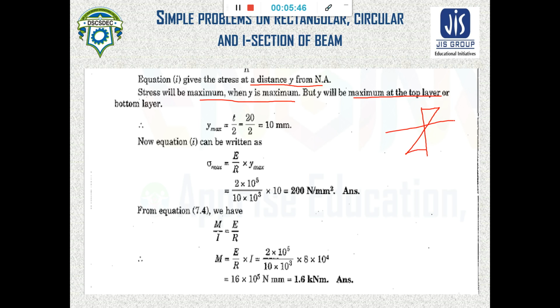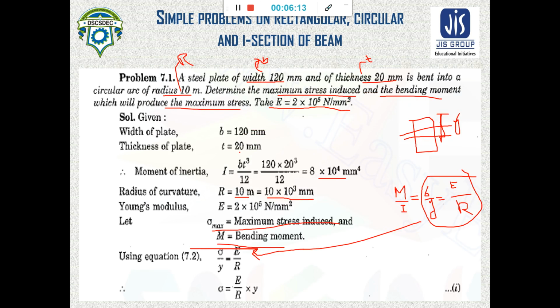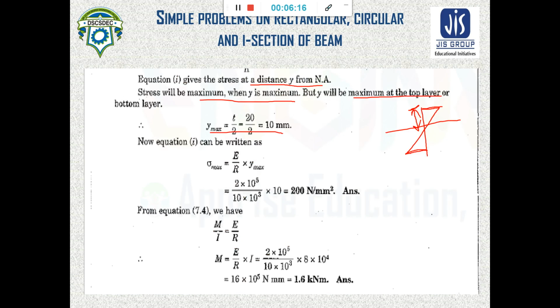If this is the neutral axis, then at the neutral axis the bending stress is 0, and the top layer and the bottom layer of the section will have the maximum bending stress. The distance from the neutral axis will be t by 2, that is y max is equal to 10 mm. Here t is 20 mm, so t by 2 will be 10 mm.